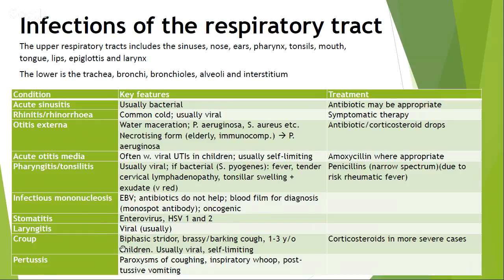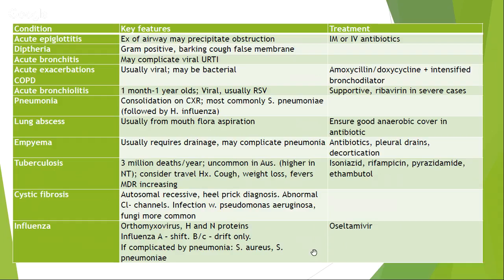Croup will present with a biphasic stridor. It's the brassy barking cough, and it's common in quite young children. Pertussis is your inspiratory whoop, post-tussive vomiting and paroxysms of coughing. They're sort of the key words there. Diphtheria, gram-positive, barking cough, false membrane. They're the kind of words that usually get thrown out.